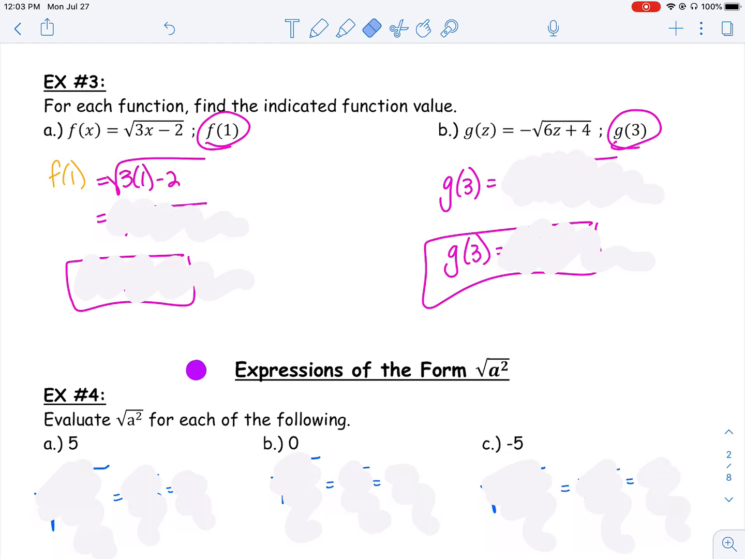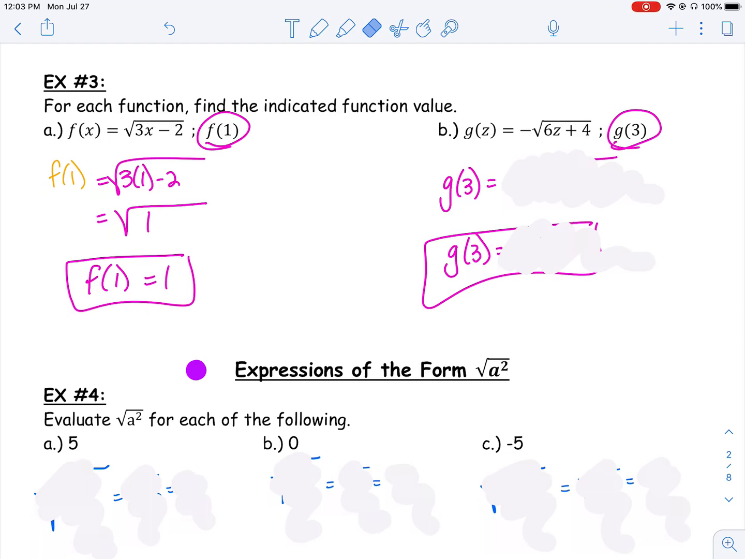So if our input is 1 and we plug in a 1 to our radical and simplify, what do we end up getting out? Well, 3 times 1 is 3. 3 minus 2 is 1. And what's the square root of 1? What number multiplied by itself gives you 1? That means f of 1 is 1.